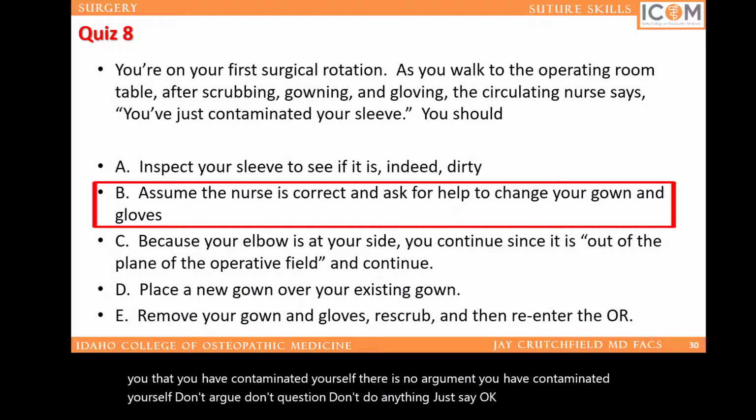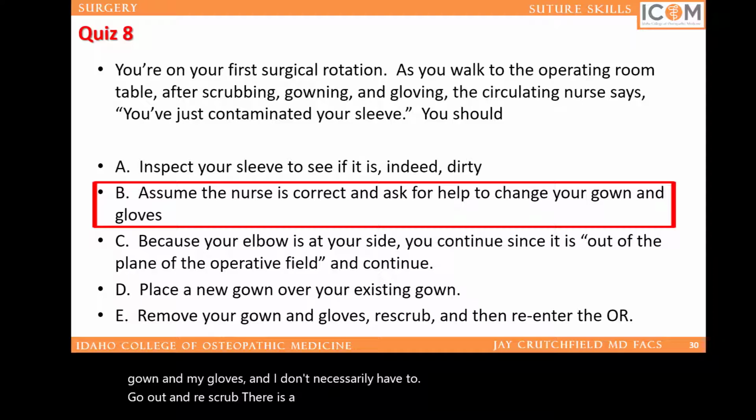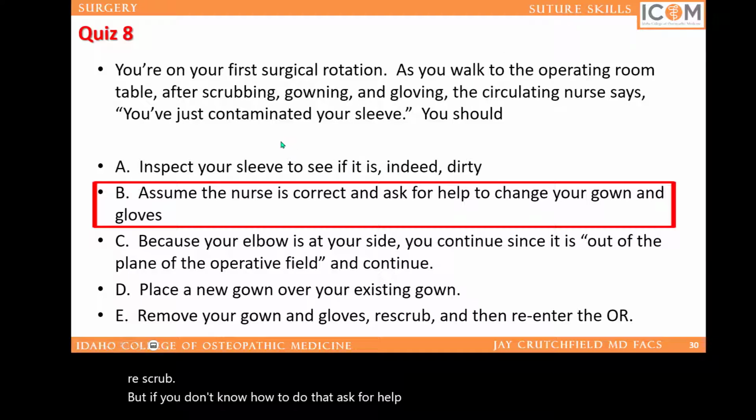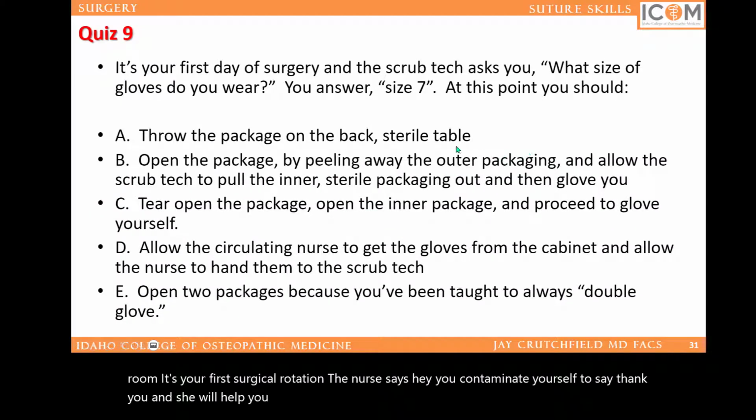let's fix it. I can either put a sterile sleeve over my hand if I accidentally contaminated my elbow, or I can take off my gown and my gloves, and I don't necessarily have to go out and re-scrub. There is a way to remove your gown and your gloves without having to re-scrub. But if you don't know how to do that, ask for help. So in this case, you come into the operating room, it's your first surgical rotation. The nurse says, hey, you contaminated yourself, say thank you, and she'll help you get those gloves off.